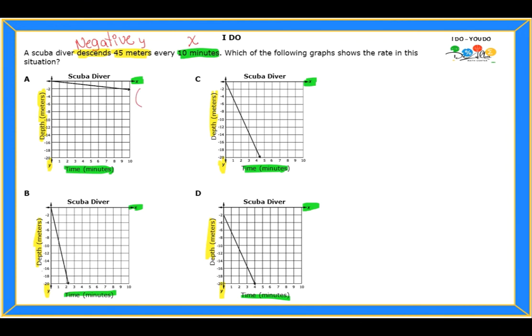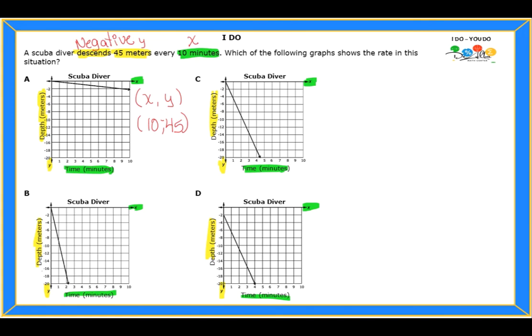So if I was to write down an ordered pair with X and Y values, then X will be 10 and Y will be 45. Is that right? Okay. Now, since I said negative, what do I know about that 45? Is it a positive 45 or a negative 45? It's going to be a negative 45, right? Because we agreed that descending gives me the number to be a negative, okay?